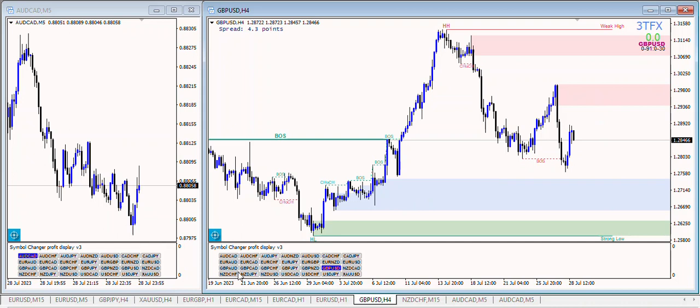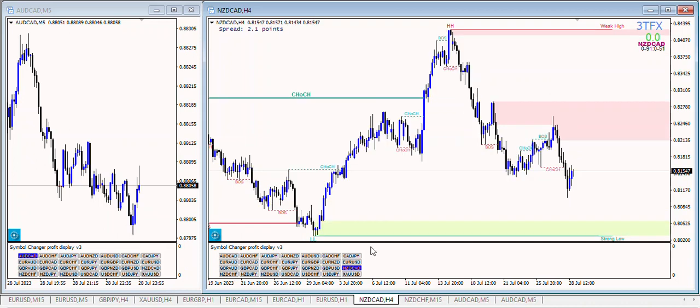Then we're also going to be looking at NZD card. NZD card, this was a nice setup. Price has come to retest this other block and has dropped nicely, creating another block here. So if price will pull back to this other block, then I'll look for sell setup, then sell NZD card.